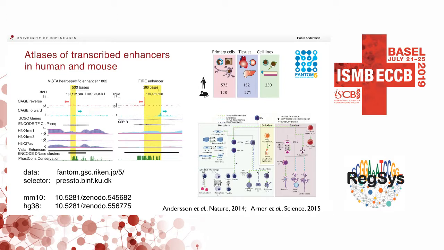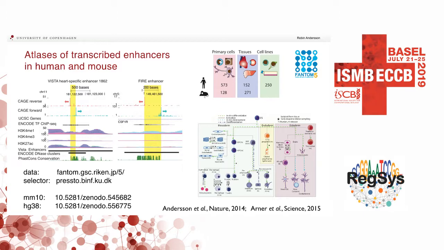So if you're interested in using this data, here are the sites where you can download the predicted location of enhancers and the activity across cell types. And when we published, this was in hg19 and mm9. We have now updated the data, so we have it in mm10 and hg38 as well, and you can download this from these Zenodo repositories.